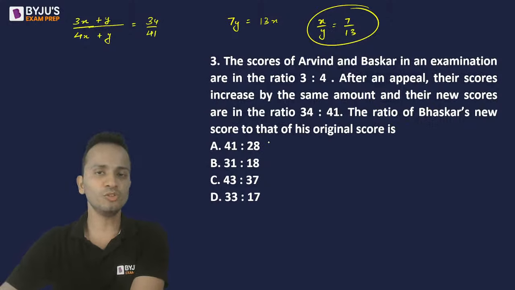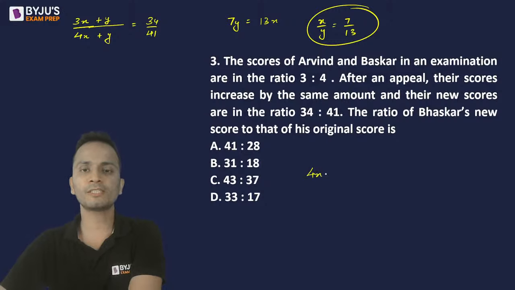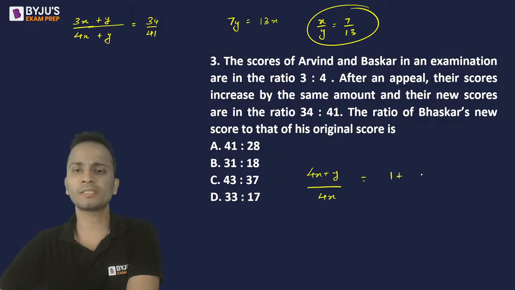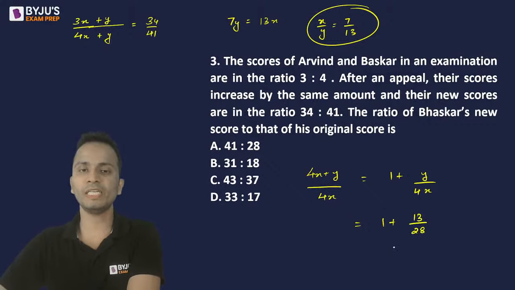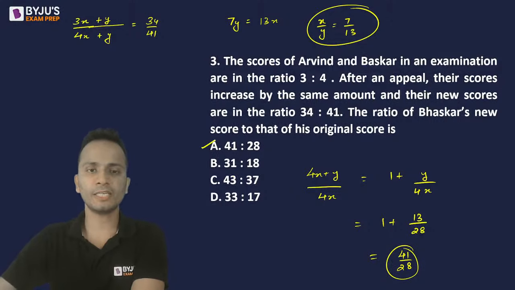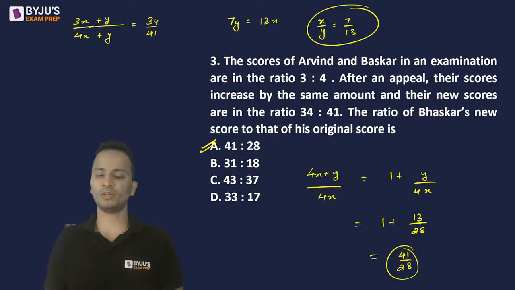The ratio of Bhaskar's new score to that of his original score. So new score of Bhaskar is 4x plus y and his original score was 4x. If I separate the denominator, I will get 1 plus y upon 4x. So y upon x का value substitute कर लेते हैं, so y upon x will be 13/7. So 13 upon 4 multiplied by 7 is 28. So here the ratio comes out to be 41/28. So 41/28, the correct answer option A, 41/28.